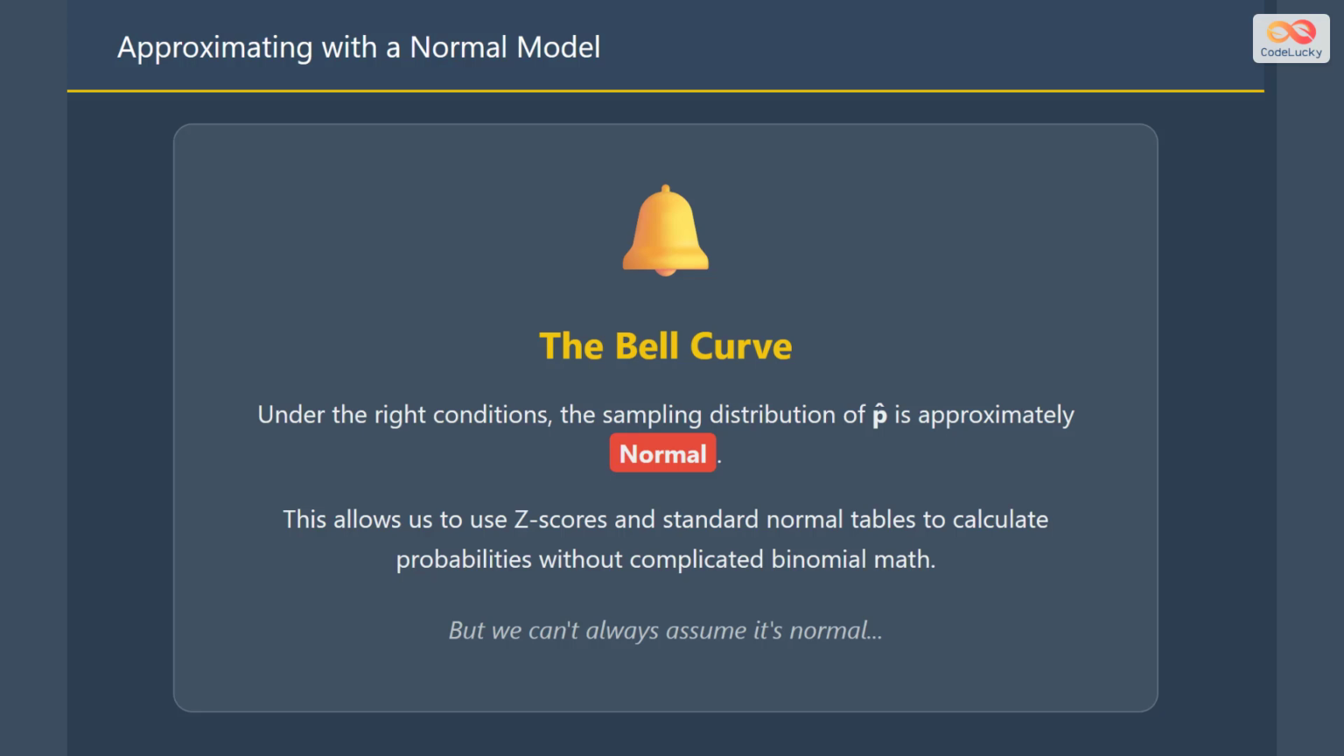Here is the powerful part. Under the right conditions, this sampling distribution forms a bell curve or a normal distribution. This is fantastic news because the normal model is well understood. It allows us to calculate probabilities easily using standard tables or software, rather than dealing with complex binomial calculations for large numbers.